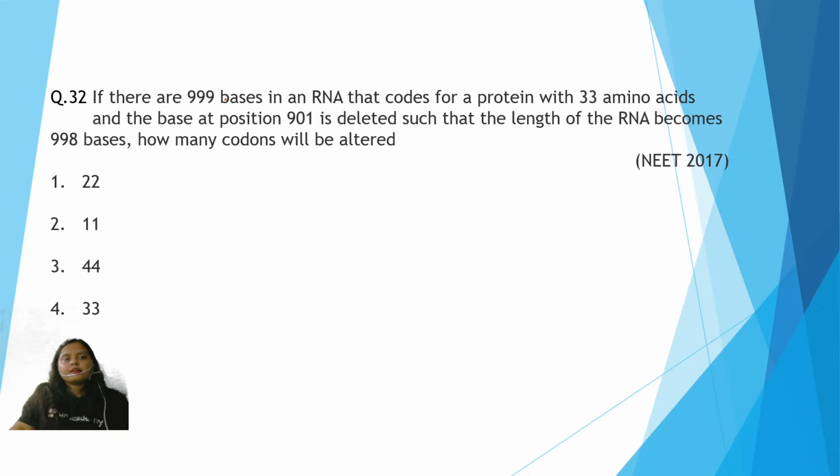Absolutely correct. Now, if there are 999 bases in an RNA that codes for a protein with 33 amino acids, and the base at position 901 is deleted, such that the length of the RNA becomes 998 bases, then how many codons will be altered? This question has been asked in NEET 2017. What should be the right answer to this question?